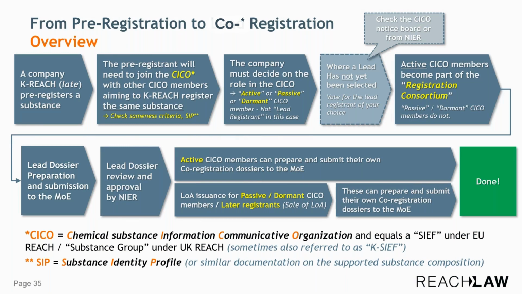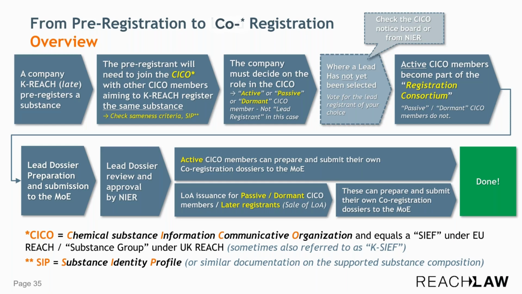So once a company pre-registers, so submits, for example, late pre-registration or already has pre-registered a substance for K-REACH purposes, then they still have to separately join this SICO, the Chemical Substance Information Communicative Organization, or sometimes called KCIF, but essentially equals a CIF under EU REACH, as Gagan already discussed.